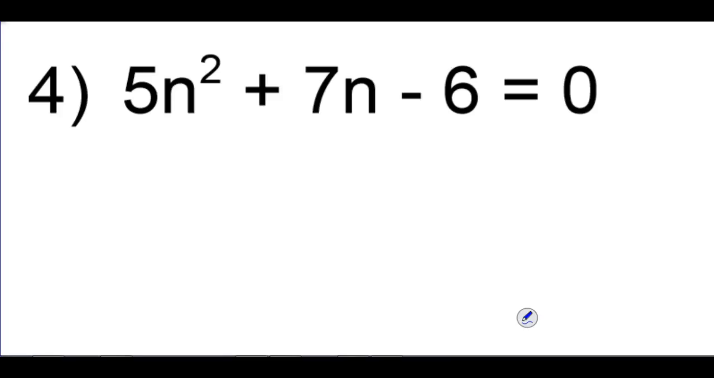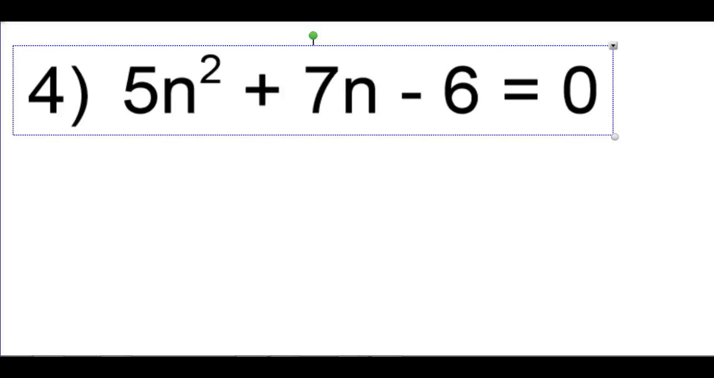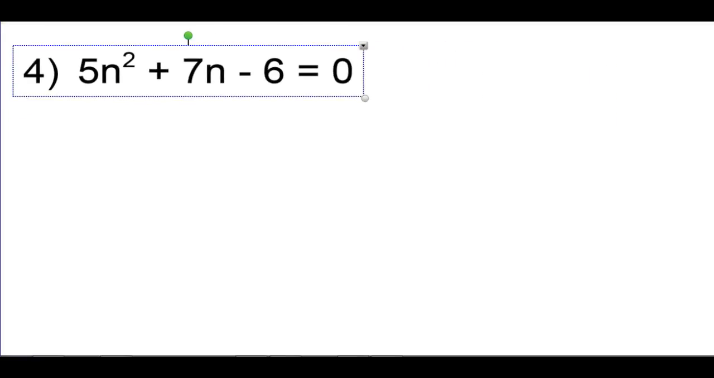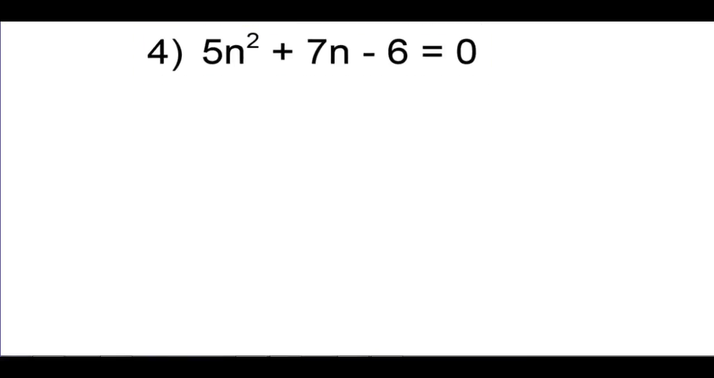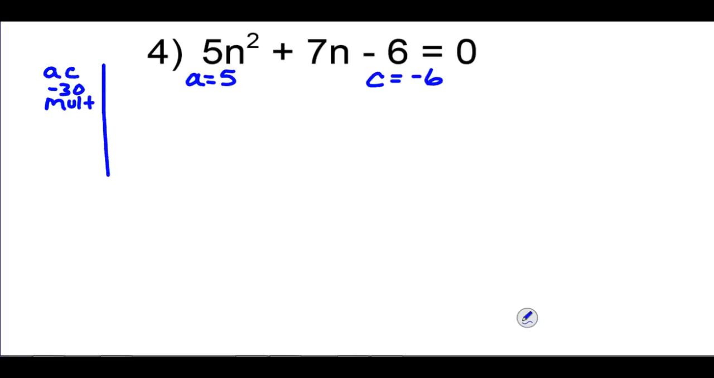Number 4 is also pretty big, so I'm going to make it a little bit smaller here so we have some room to work over here. All right. In this one, we have a trinomial where a, the leading coefficient, is not 1. A is 5 and c is -6. So I want two numbers that, when I multiply them, still kind of the same method as number 3, but just not as easy. When I multiply them, I want it to be a times c, which is -30. When I add them, those two numbers, I want them to be 7, which is b.